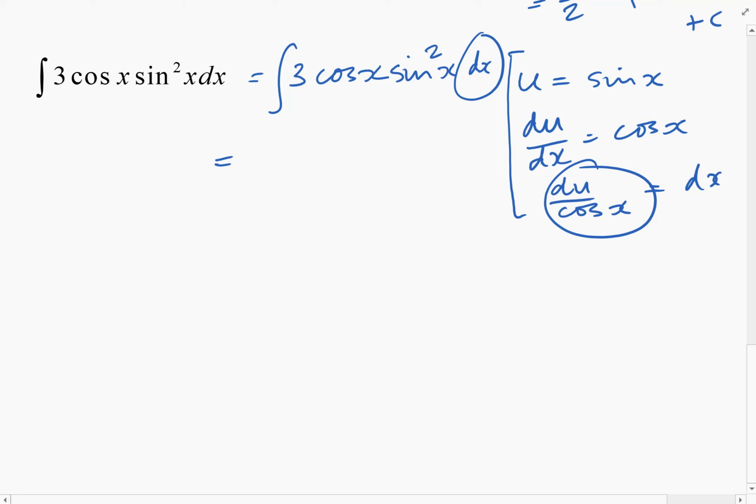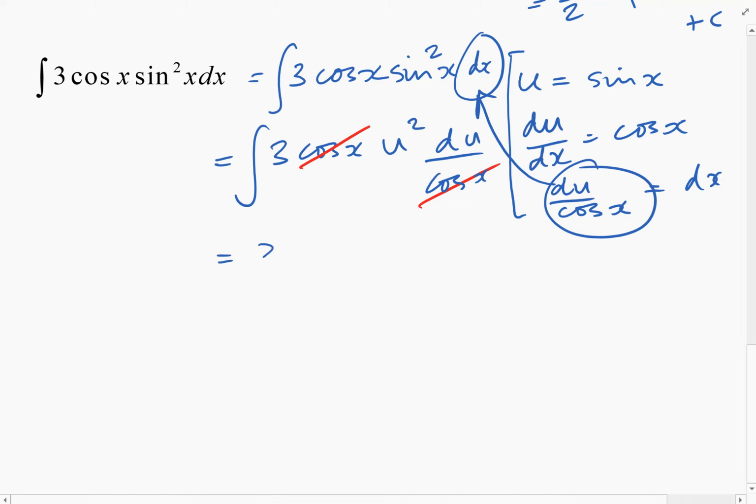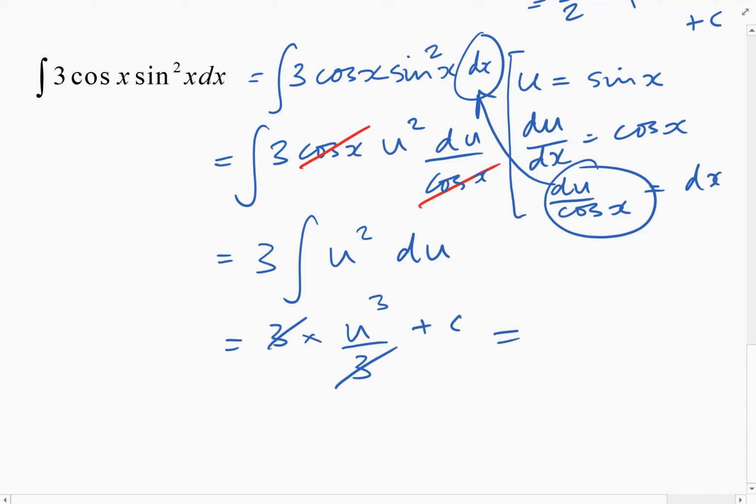And I shouldn't have written sine squared here really, because we're doing the substitution, we're letting u equal sine x. So really I should have written u squared instead of sine squared, because we're doing the substitution. And then this is replacing this. So we've got du over cos x here, and you can see this is going to work out nicely because these cos x are going to cancel. And you don't have to take out the 3, but I will. So we're integrating this with respect to u now. And so we've got 3 times u cubed over 3. And it's going to be even simpler now because the 3s cancel. And so the final answer is very simple. It's just sine cubed x plus c.